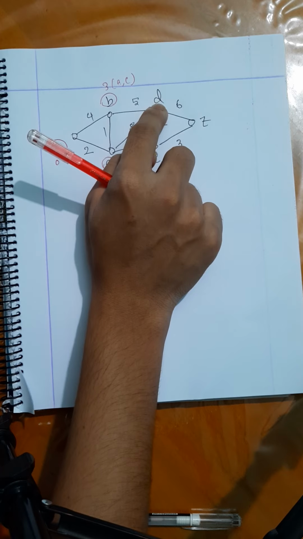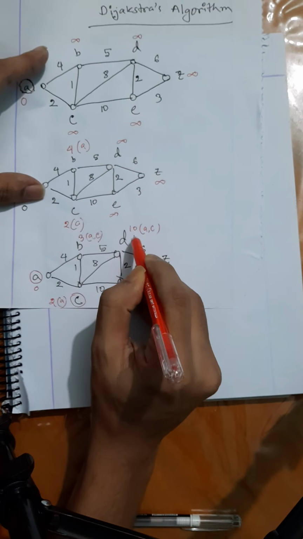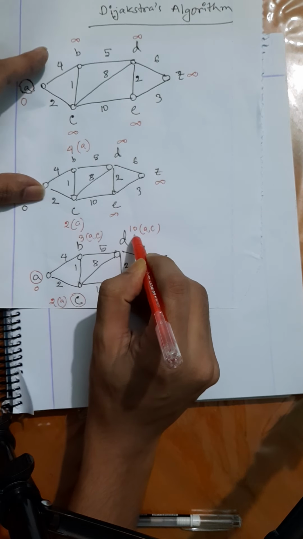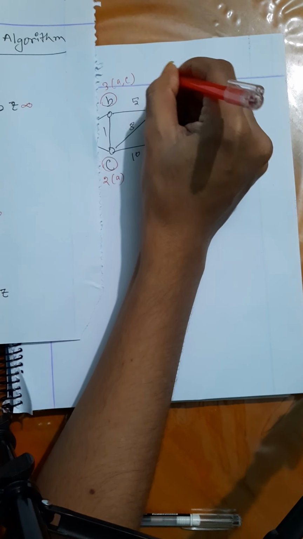Is it smaller than the already assigned value to D? Yes, it is. The already assigned value was 10. So we have found a shorter path than 10, which is 8. We are going to update it.